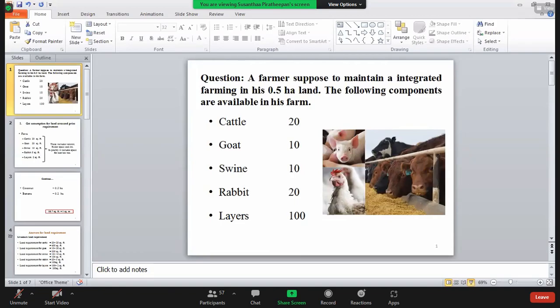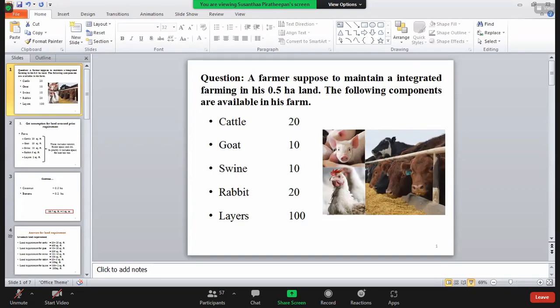Okay, so the area available for the farmer is 0.5 hectare. And these are the amount of livestock which he is planning to rear. Cattle 20, goat 10, swine 10, rabbits 20, and layers 100. Okay. So now you have to get the assumption for the land area.